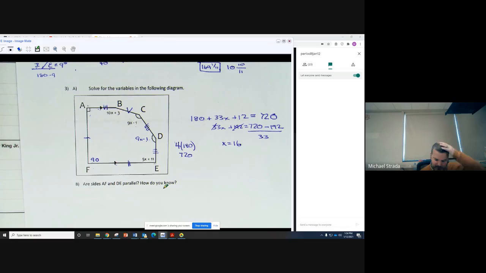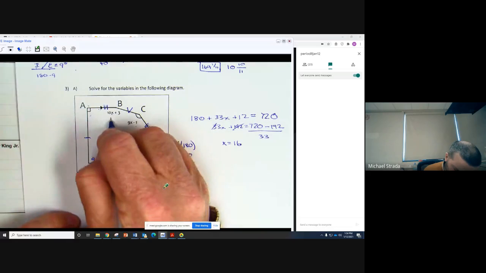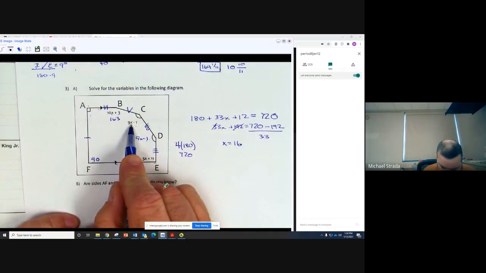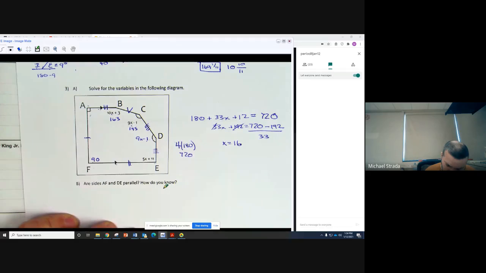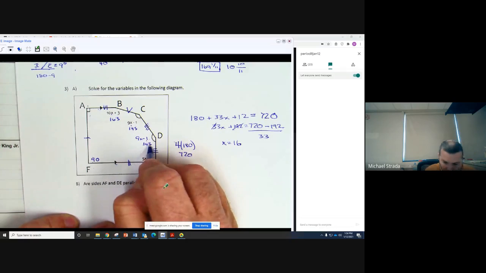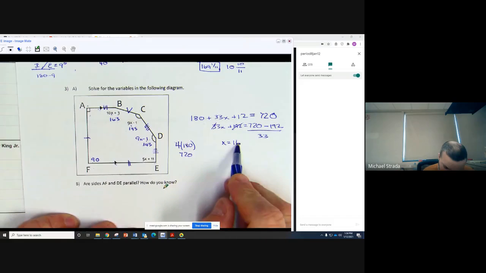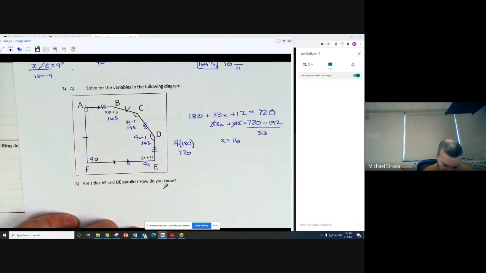I then plug that back in. 16 times 10 is 160. 160 plus 3 is 163. 9 times 16 is 144. 144 minus 1, 143. This one's also going to be 143. 5 times 16 is 80. 80 plus 11 is 91. So those are my angle measures.